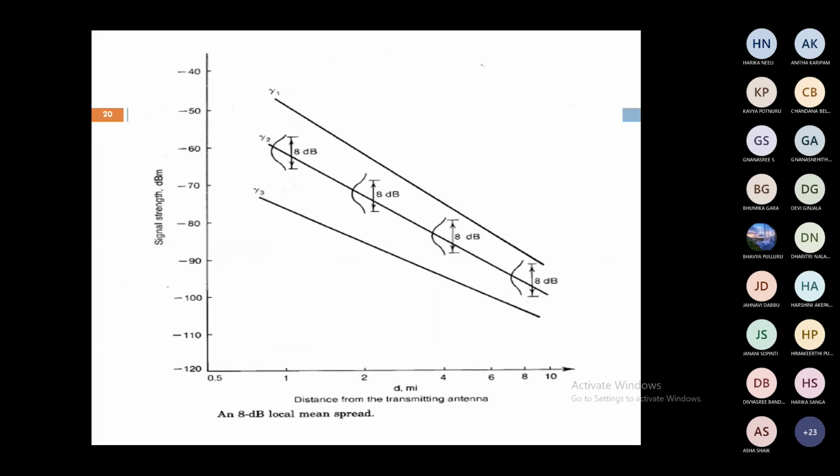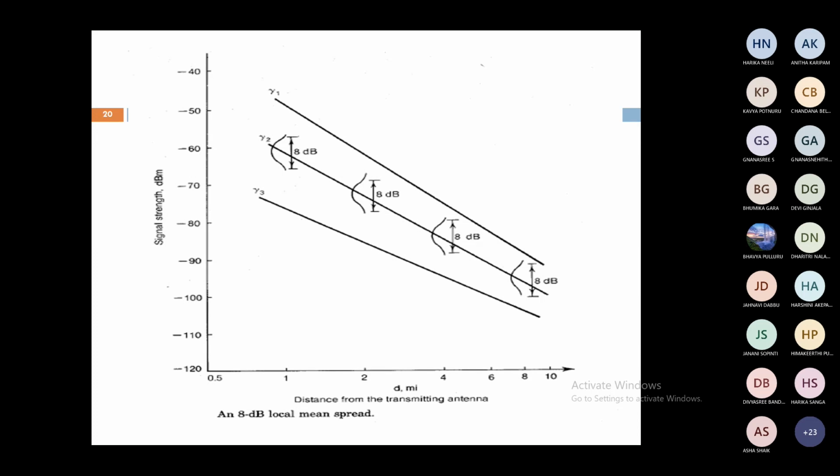On the X-axis we are taking distance in terms of miles. On the Y-axis we are taking signal strength in terms of dBm. Suppose gamma 1 is open area, gamma 2 is suburban area, and gamma 3 is urban area. We have to draw 3 regions.